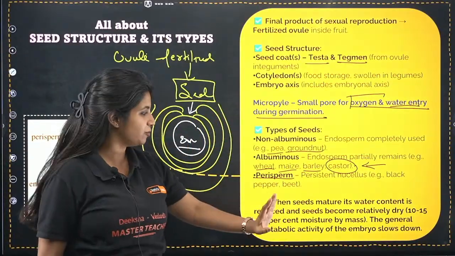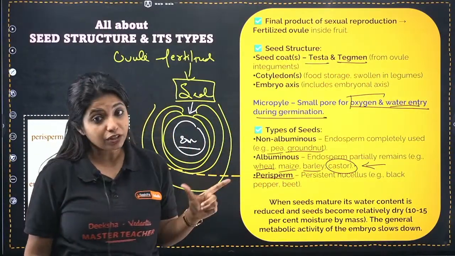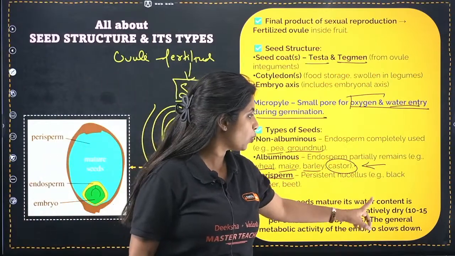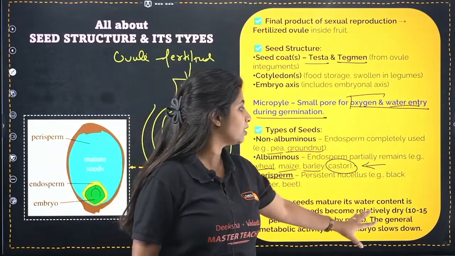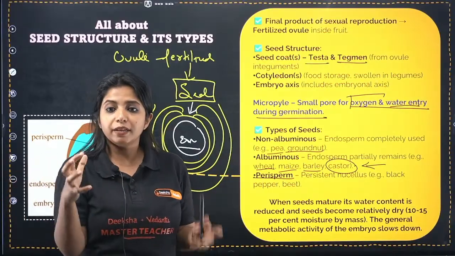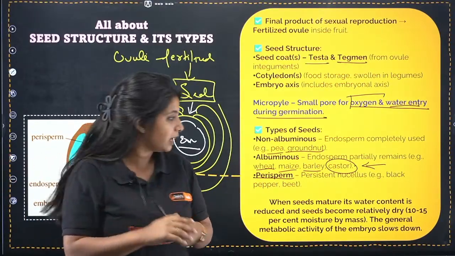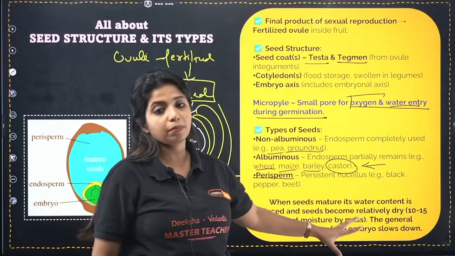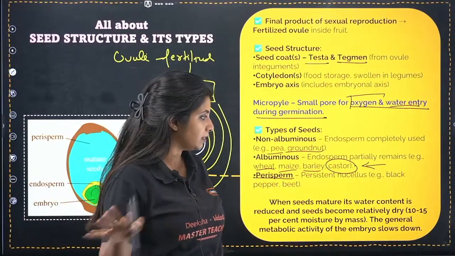So we were talking about seed, and slowly we transitioned into fruit. But there is one more thing about seed that you need to know. When seeds mature, the water content is reduced and the seed becomes relatively dry, almost 10 to 15% moisture by mass. That is the thing that is left behind.